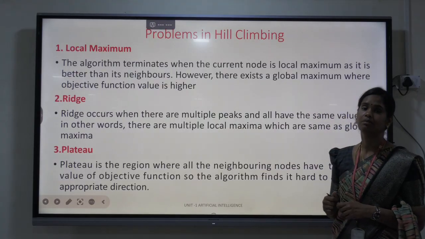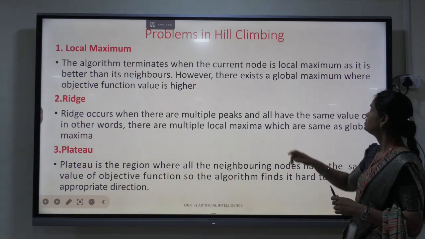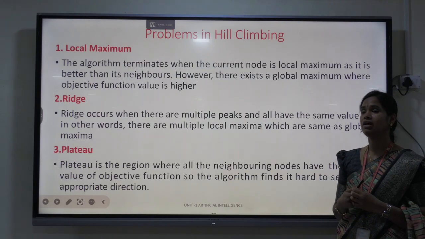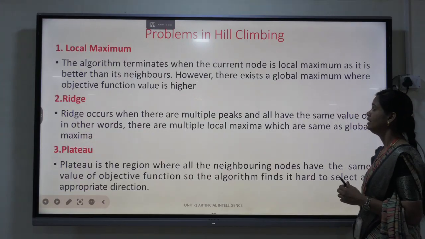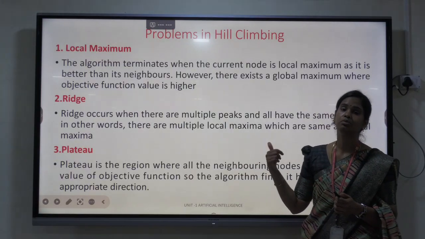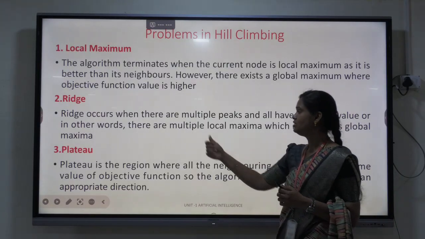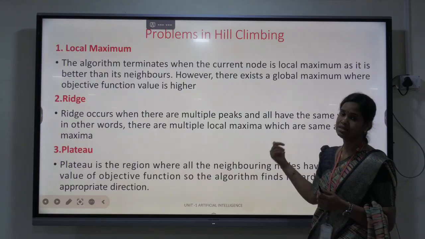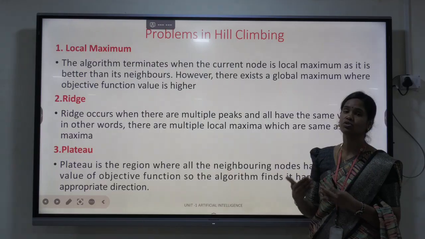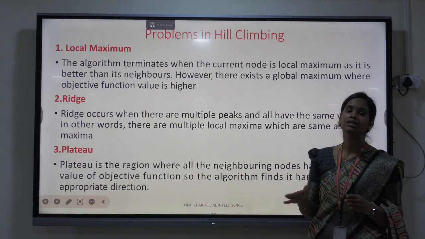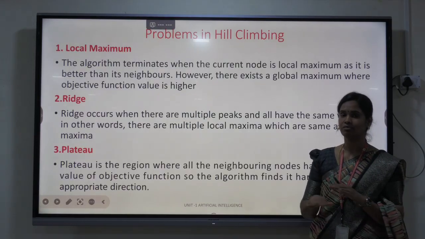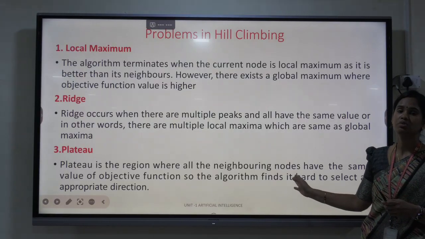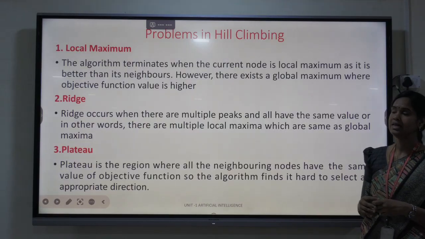So when we talk about the local maxima, the algorithm is going to be terminated, unless it finds a better neighbor, right? Unless it finds the better neighbor, you can choose it, right? However, there may be a global maxima also, which is going to have the higher objective function. Next is ridge. What does ridge mean? It occurs with multiple peak values of the highest value, right? So multiple local maxima can occur, and there comes a problem of which to be chosen. And plateau is where all the neighboring values of the objective function are going to be the same, which is nothing but the flat, nothing but the plateau. So it is very hard to find which path to choose, right? So these are some of the problems in hill climbing, right?